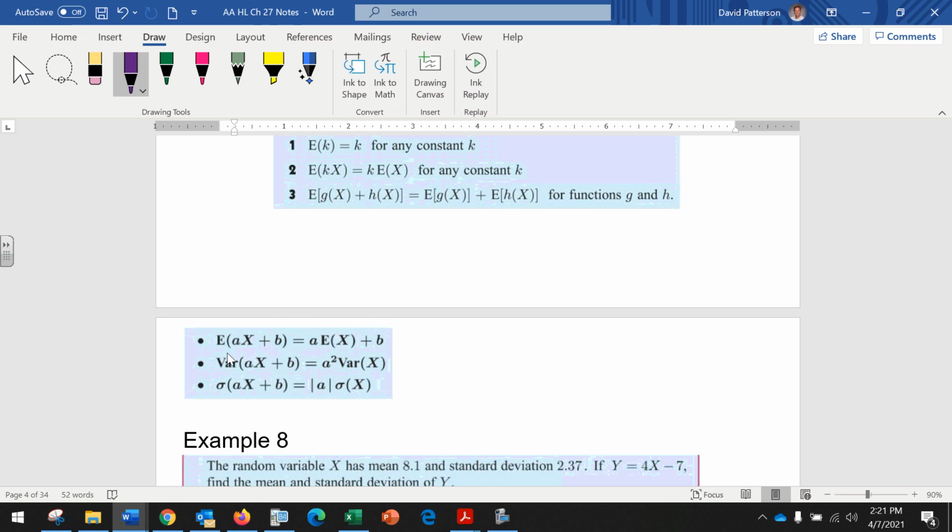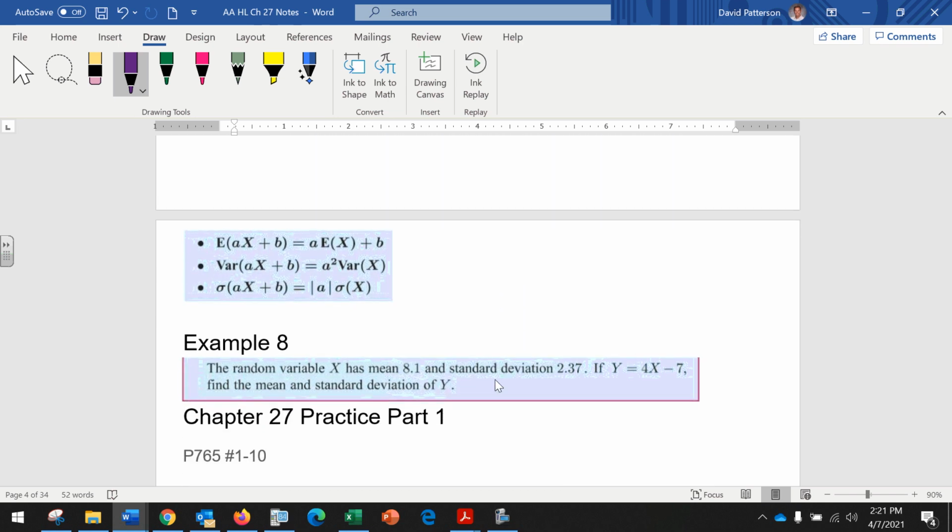When we're dealing with these formulas, I can multiply and add with the means. However, with the variance, I don't multiply by a, I multiply by a squared, and adding this b isn't going to change the variance. And you'll notice if I'm looking for the standard deviation, I'm only multiplying by the absolute value of a times the original standard deviation, and again, still not adding. So let's take a look at how that plays a part here.